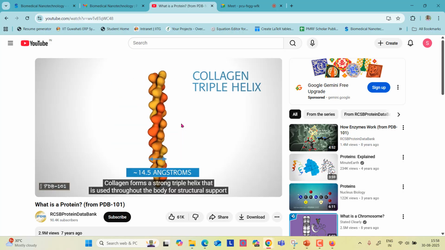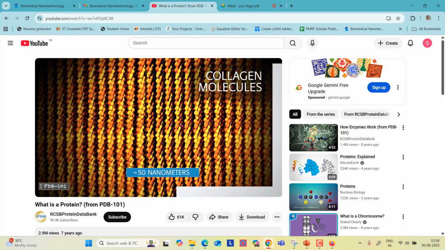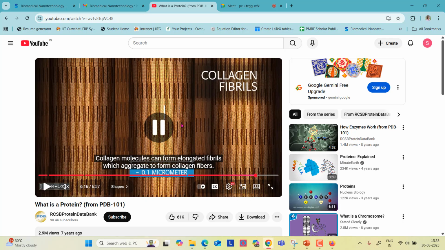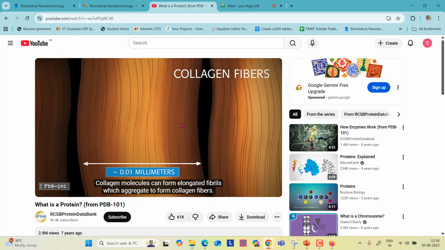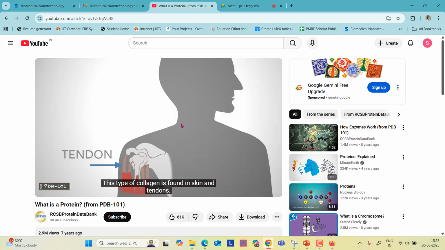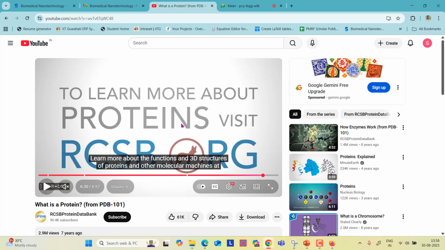Collagen structure is also protein. Collagen molecules can form elongated fibrils which aggregate to form collagen fibers of 0.1 micrometers. This type of collagen is found in skin. So now you can understand how multi-purpose proteins are in our body.